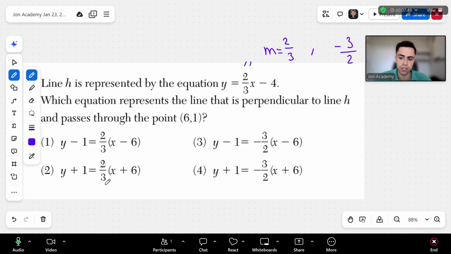So with that, we can already discard some of them. For example, these two, the first one and the second one, because the number multiplying the x is going to be 2/3. So those will be parallel, not perpendicular.